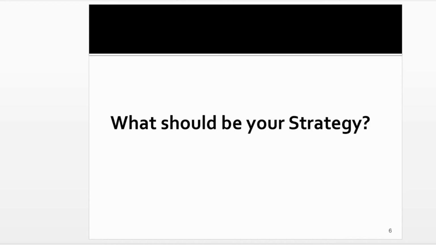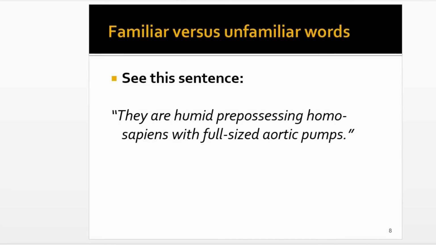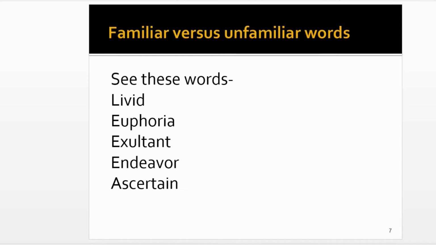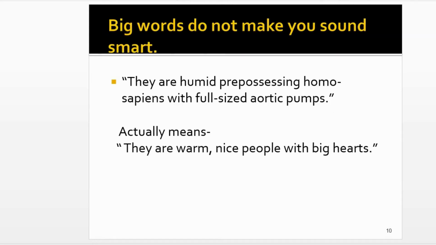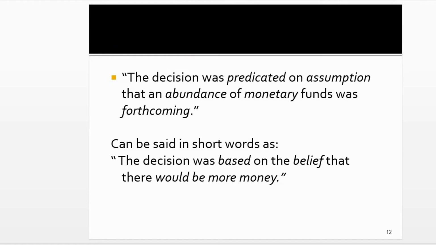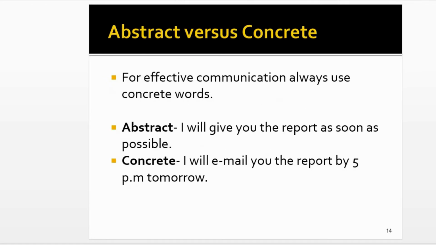What should be your strategy when you're deciding the communication? Your strategy should be very simple. Here we can see some words such as livid, euphoria, exultant, endeavor, ascertain. Our communication is incomplete without words. I'll let you know how to remember maximum words with the help of roots, prefixes and suffixes. Meanwhile, let me carry forward to the content, that is communication.